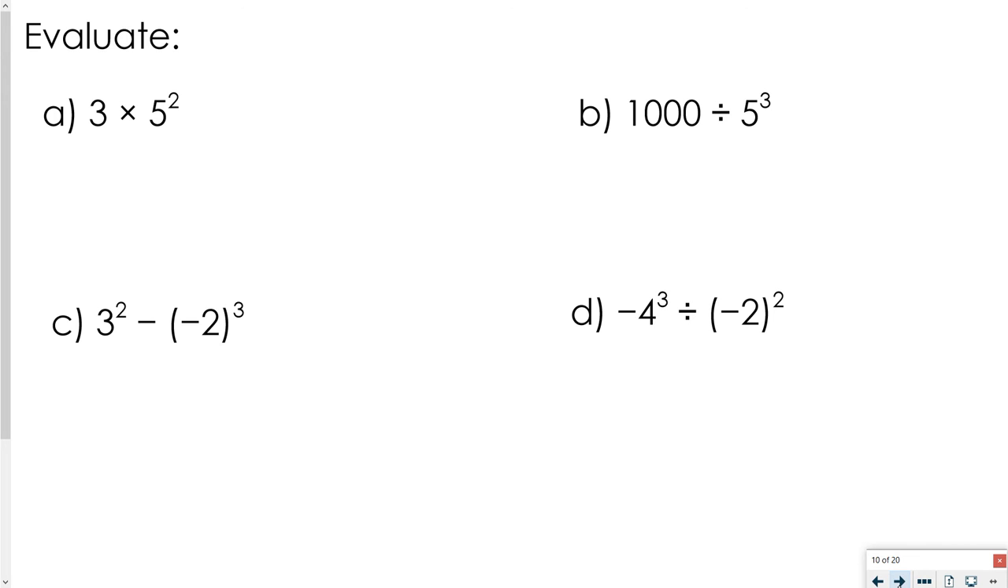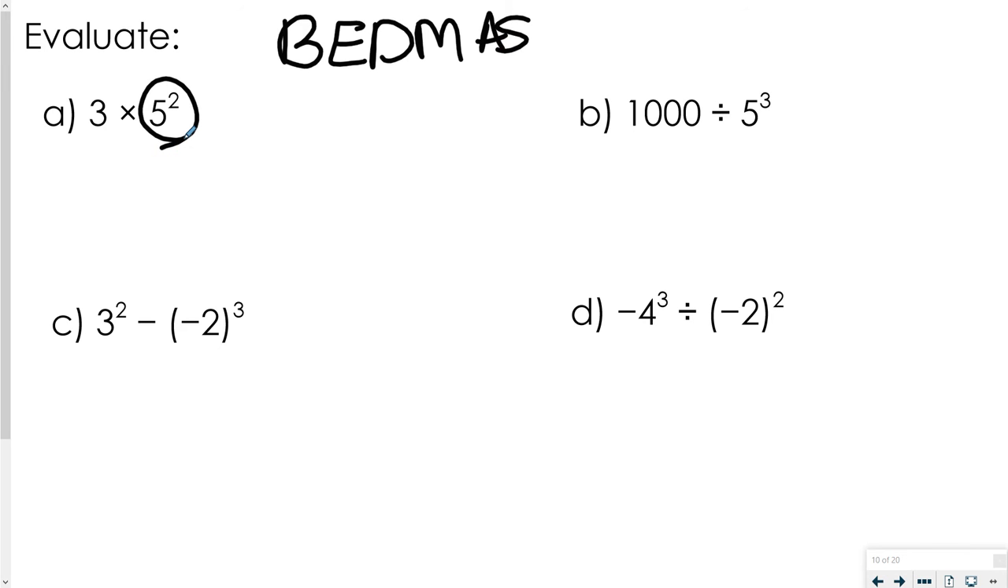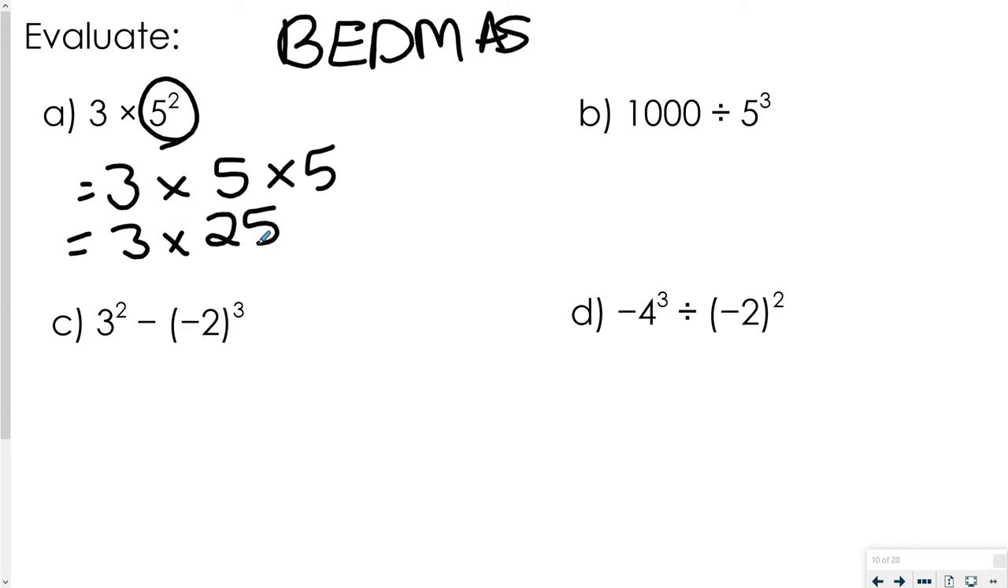So let's try this. Order of operations with exponents. I'm going to write up here just so we have the reminder. Okay. So no brackets, but we do have an exponent, so we're going to do that first. 3 times, if you want, you can write it out to help you remember. 3 times 25, which is 75. I'd put brackets around it so you know to do it first.